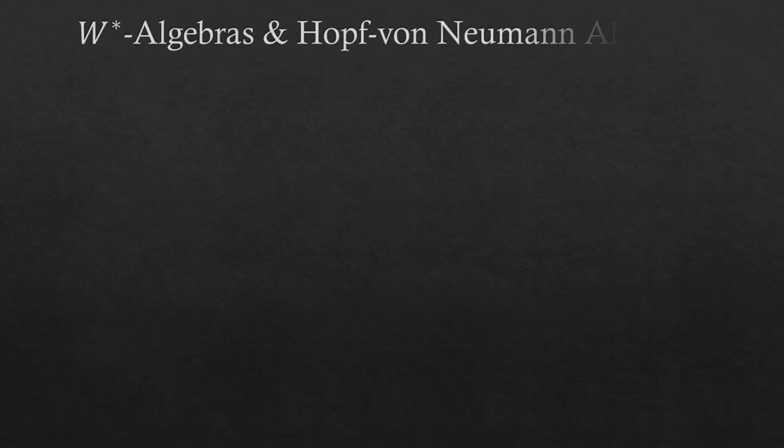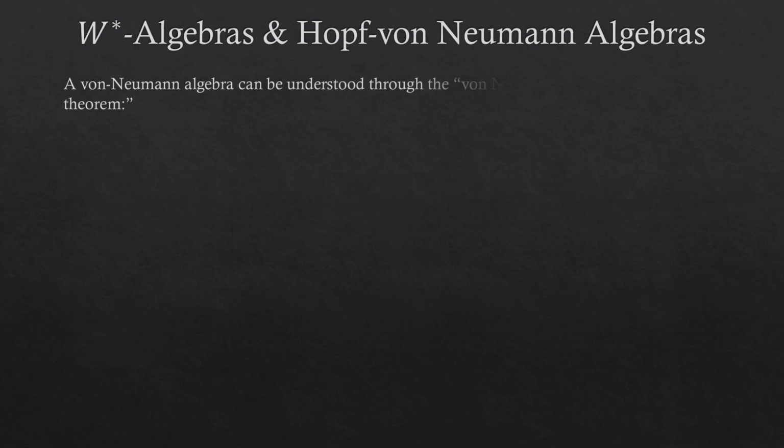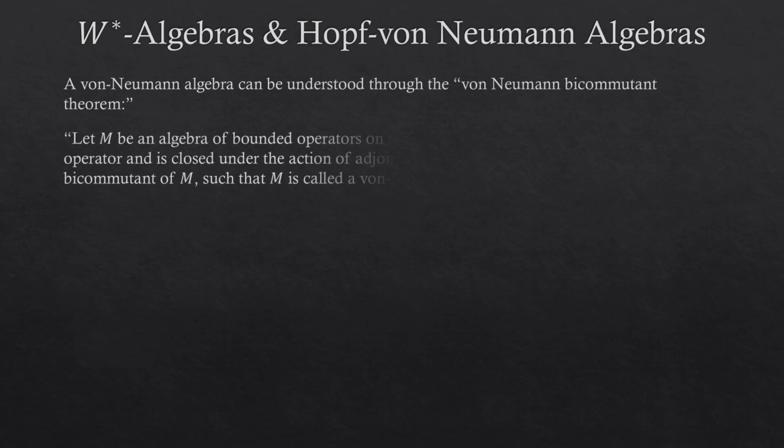So now we'll cover W star algebras and Hopf-von Neumann algebras to close this up. A von Neumann algebra can be understood through the von Neumann bicommutant theorem. And it says the following.